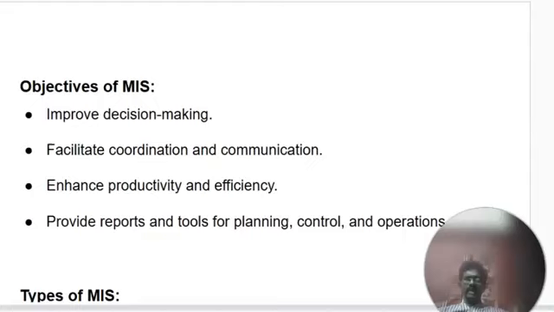Next, we provide reports and tools for planning, control, and operations. We need to provide reports and tools for planning. A report is the outcome of a result after a filtration process, and that outcome is used for planning. So among the objectives of an MIS, first we need proper planning, second we need control, and third we need to go for operations.